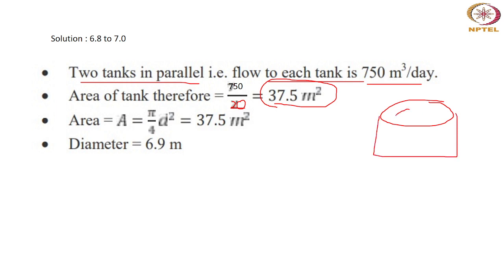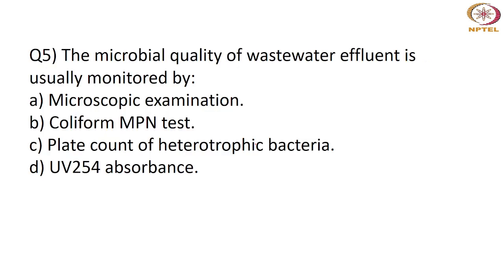So it was for the surface, and then the area A equals pi by 4 d square. That is nothing but 37.5 meters square. So from here you can calculate the diameter as 6.9 meter. So I hope this is clear for everyone.